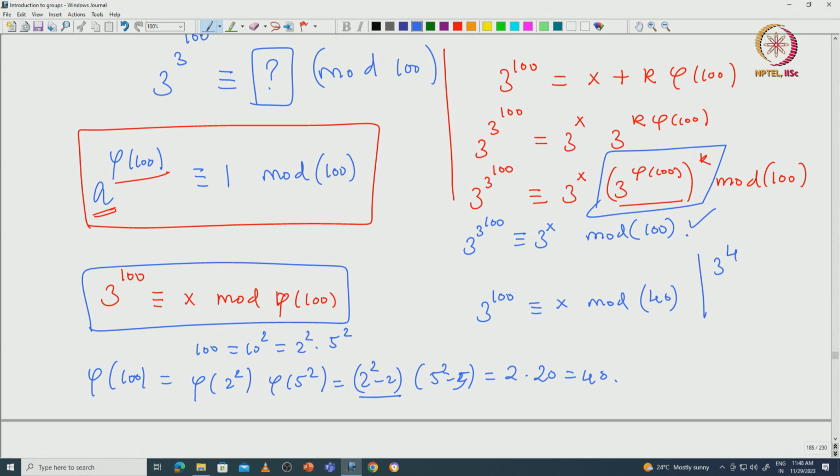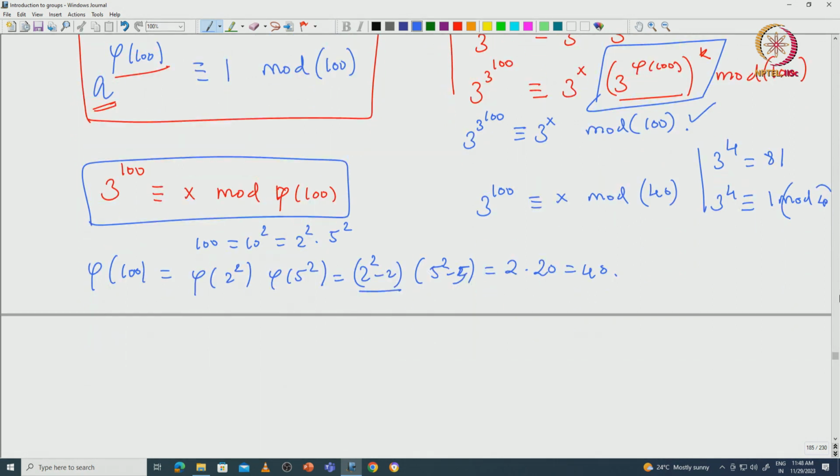and you can easily see that 3 power 4 is nothing but 81, which is 9 into 9, 81. So 3 power 4 is congruent to 1 modulo 40. So that tells you that 3 power 100 is congruent to 3 power 4 power 25, which is congruent to 1 power 25 modulo 40. So then 1 is actually your x. So x is actually 1.